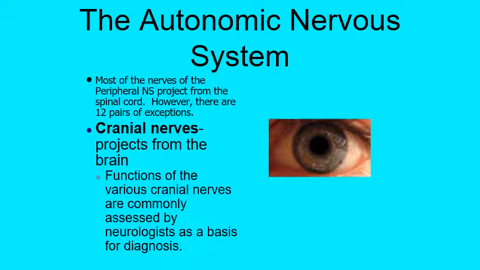As you have learned so far, the peripheral nervous system is composed of nerves, and most of the nerves project from the spinal cord. However, there are 12 pairs of exceptions. So 12 pairs of nerves are not projecting from the spinal cord but project from the brain, and hence they are referred to as cranial nerves. The functions of the various cranial nerves are commonly assessed by neurologists as a basis for diagnosis.